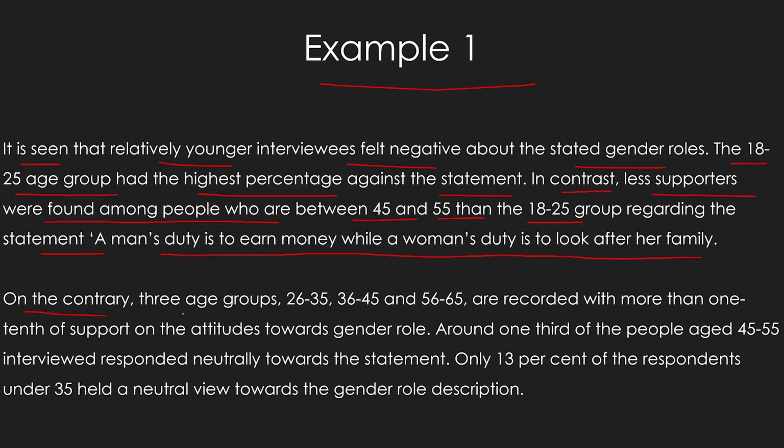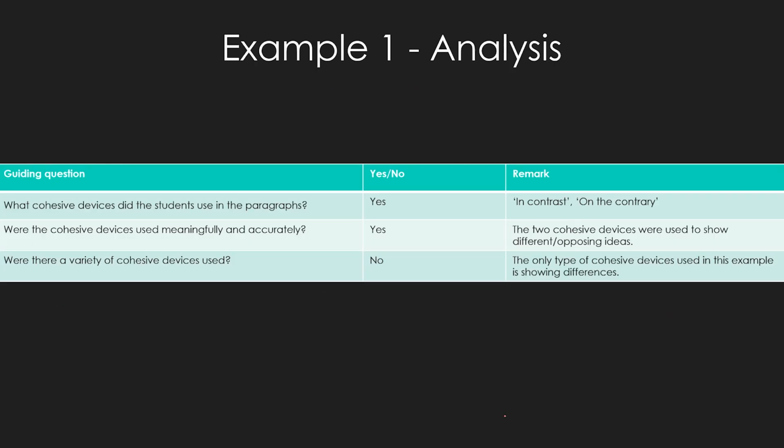Now, on the contrary, three age groups, 26 to 35, 36 to 45, and 56 to 65, are recorded with more than 1/10 of support on the attitudes towards gender role. Around 1/3 of the people aged 45 to 55 interviewed responded neutrally towards the statement. Only 13% of the respondents under 35 held a neutral view towards the gender role description. So, let's look at the analysis for this answer.